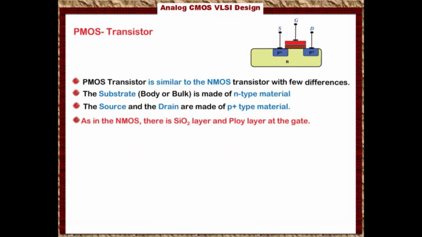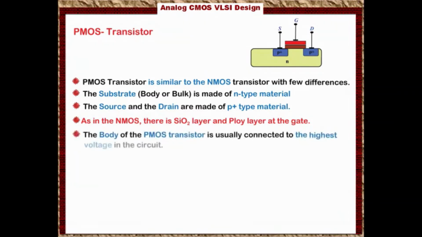Finally, the body of the PMOS is usually connected to the highest voltage in the circuit. So as you see in the animation here, we have heavily doped N-type material that is connected to the body, and the body of the PMOS transistor is connected to the highest voltage in the circuit.